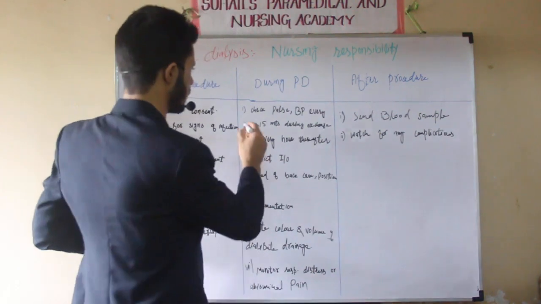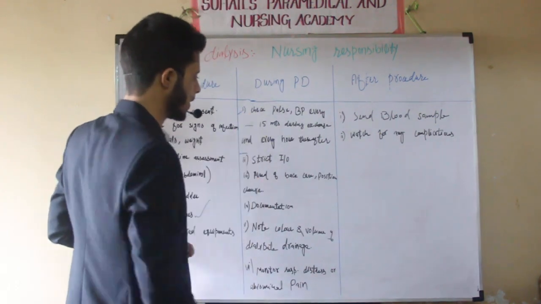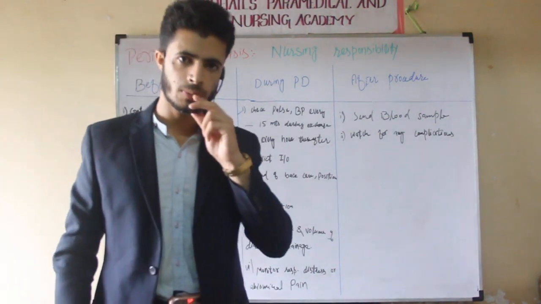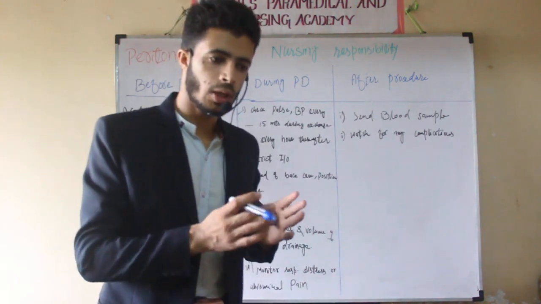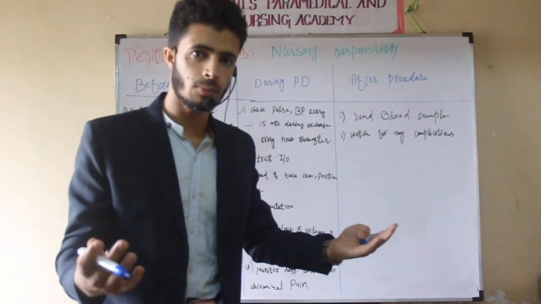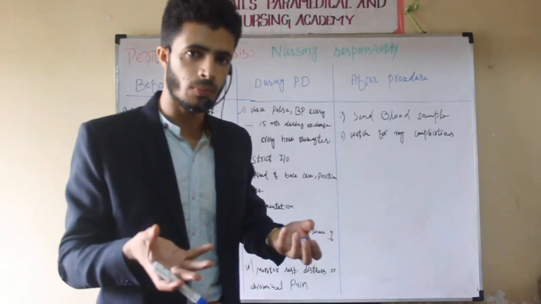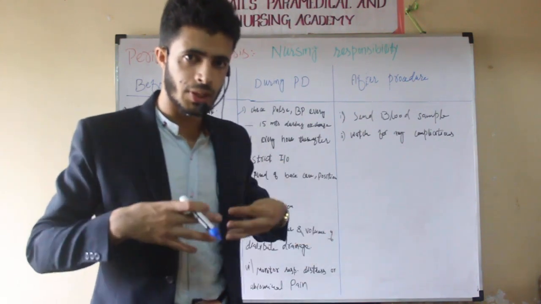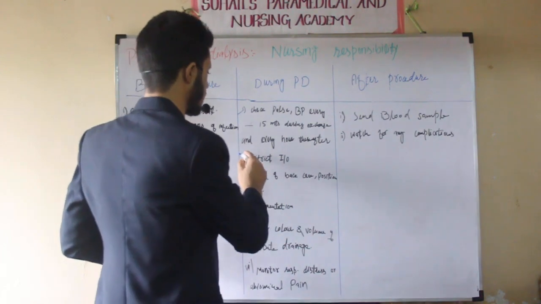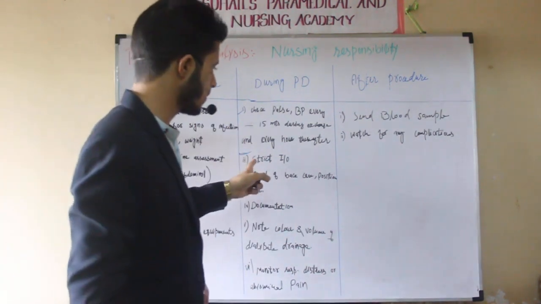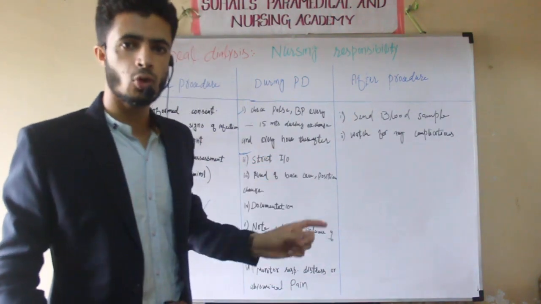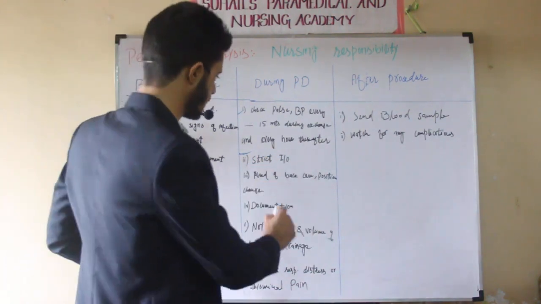That was the first point. Another thing is called strict IO charting. I told you the input output chart must be there. How much volume of fluid the patient is removing from the body, and how much volume of fluid the patient is taking in, that is called an input output chart. So we have to keep the input and output. This is also most important for those patients who have any kind of kidney disease.